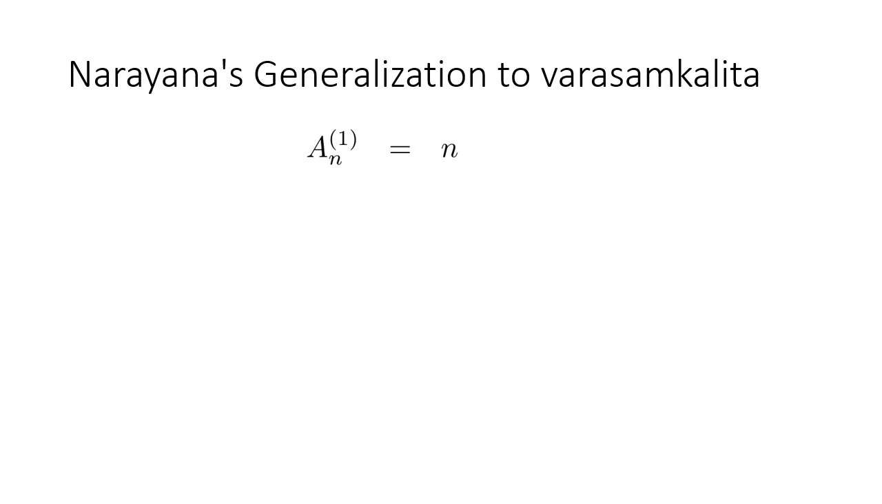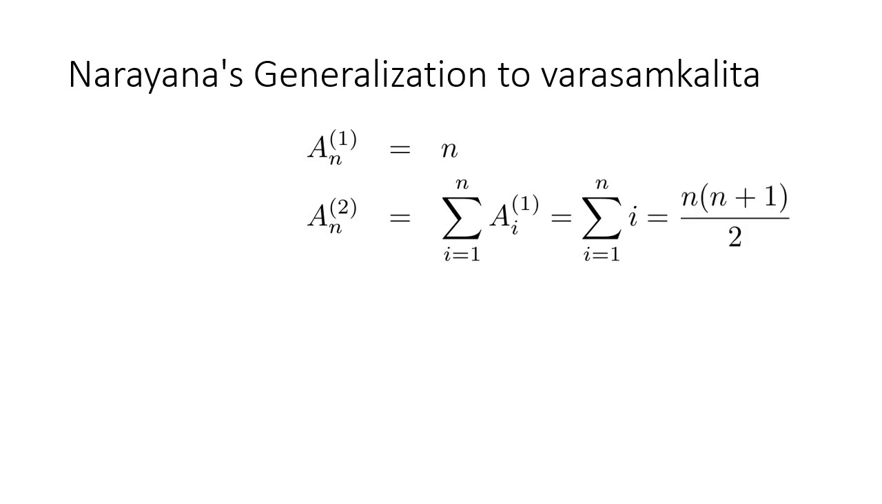If we define a_n superscript 1 as the sequence n, so basically 1, 2, 3, 4, 5, up to n, then we further define a second sequence a_n superscript 2, which is given by the partial sums of a_n1. So the sum of a_i1, i going from 1 to n, which you will recognize as just 1 plus 2 plus 3 till n, and this has the familiar form n(n+1)/2.